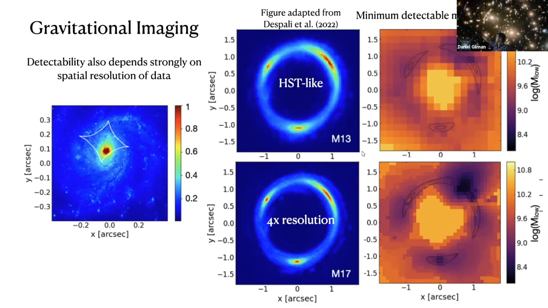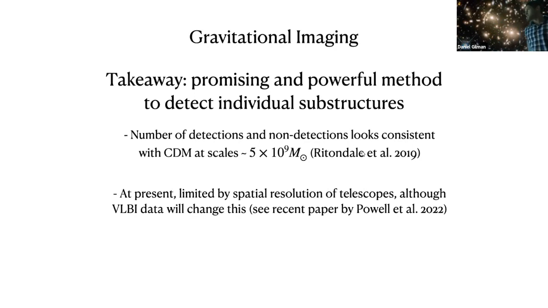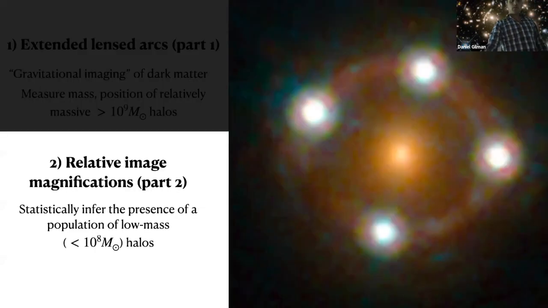Okay, so you can see with HST-like data, it's sort of hard to tell the scale here, but the minimum mass is a few times 10^9 solar masses, and this improves to a few times 10^8 solar masses if you have much higher spatial resolution. So for gravitational imaging, the spatial resolution of your data is really the name of the game, and it's the limiting factor in how low you can go in halo mass. So, okay, this is a couple of summaries. I'm going to return to gravitational imaging later, so I'm going to keep going for now.